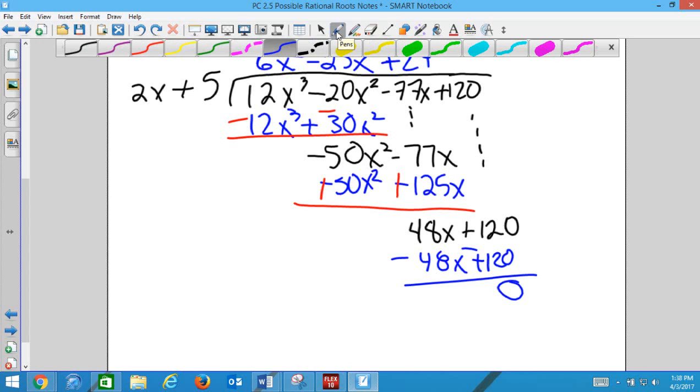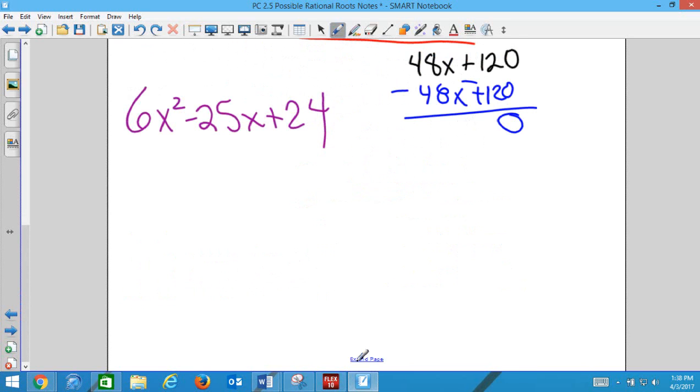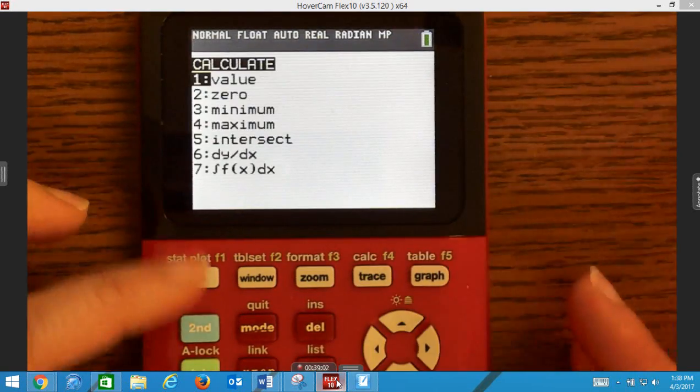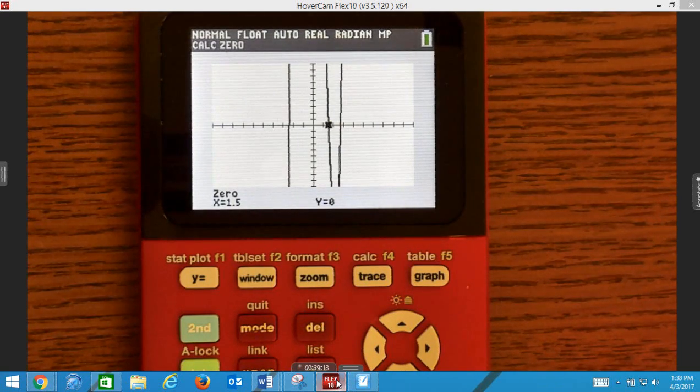Okay, so 2x plus 5 is one of our factors. What is left over? We have 6x squared minus 25x plus 24 left over. So what are our choices now? We are left with a quadratic, so we can factor it if it factors, or if it doesn't factor, use the quadratic formula. You would know if it factors if you found any other rational roots. Go second trace, hit 0, choose a different one. 0 to 1.5. So I found that another one of my roots is at 1.5. It is rational, so I can factor it.